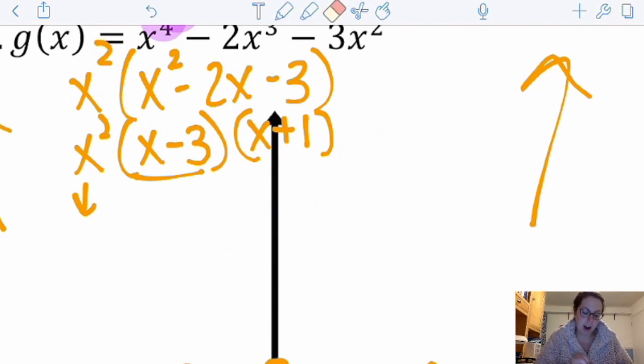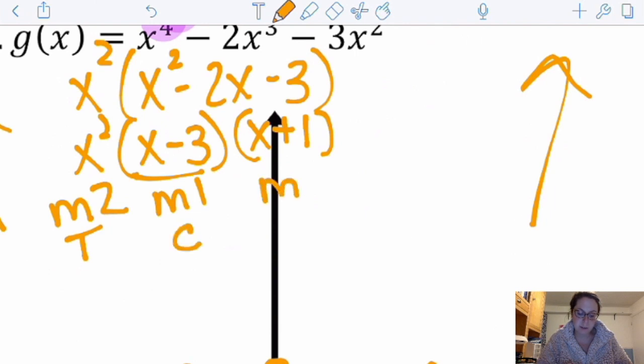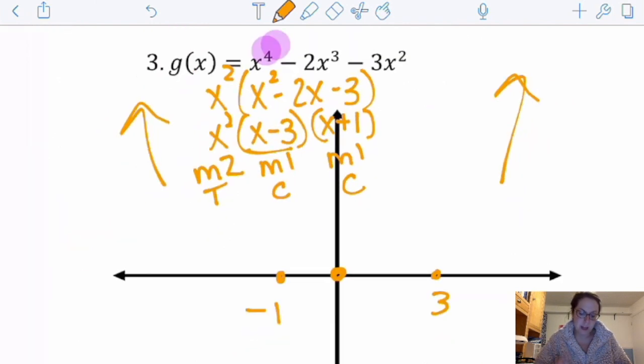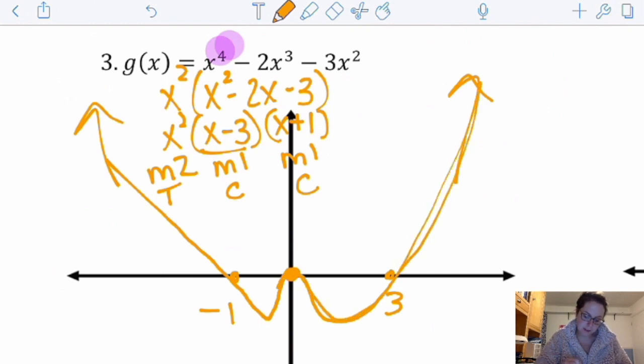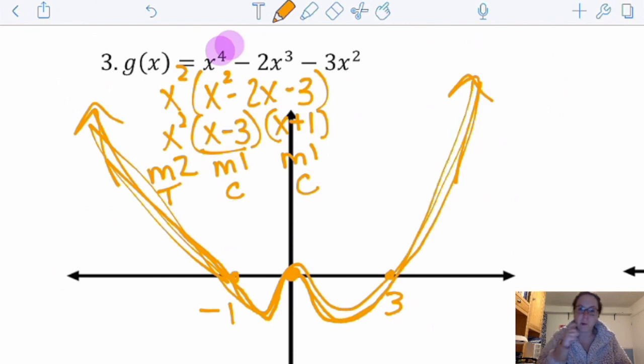Now, let's check our multiplicities. At 0, we have a multiplicity of 2. That means it's going to just touch. Here we have a multiplicity of 1. It's going to cross. Multiplicity of 1, it's going to cross. So that would give me cross, touch, cross. Right? These should be smooth. They should never be pointy. So sometimes I just trace over it to make sure it's smooth.